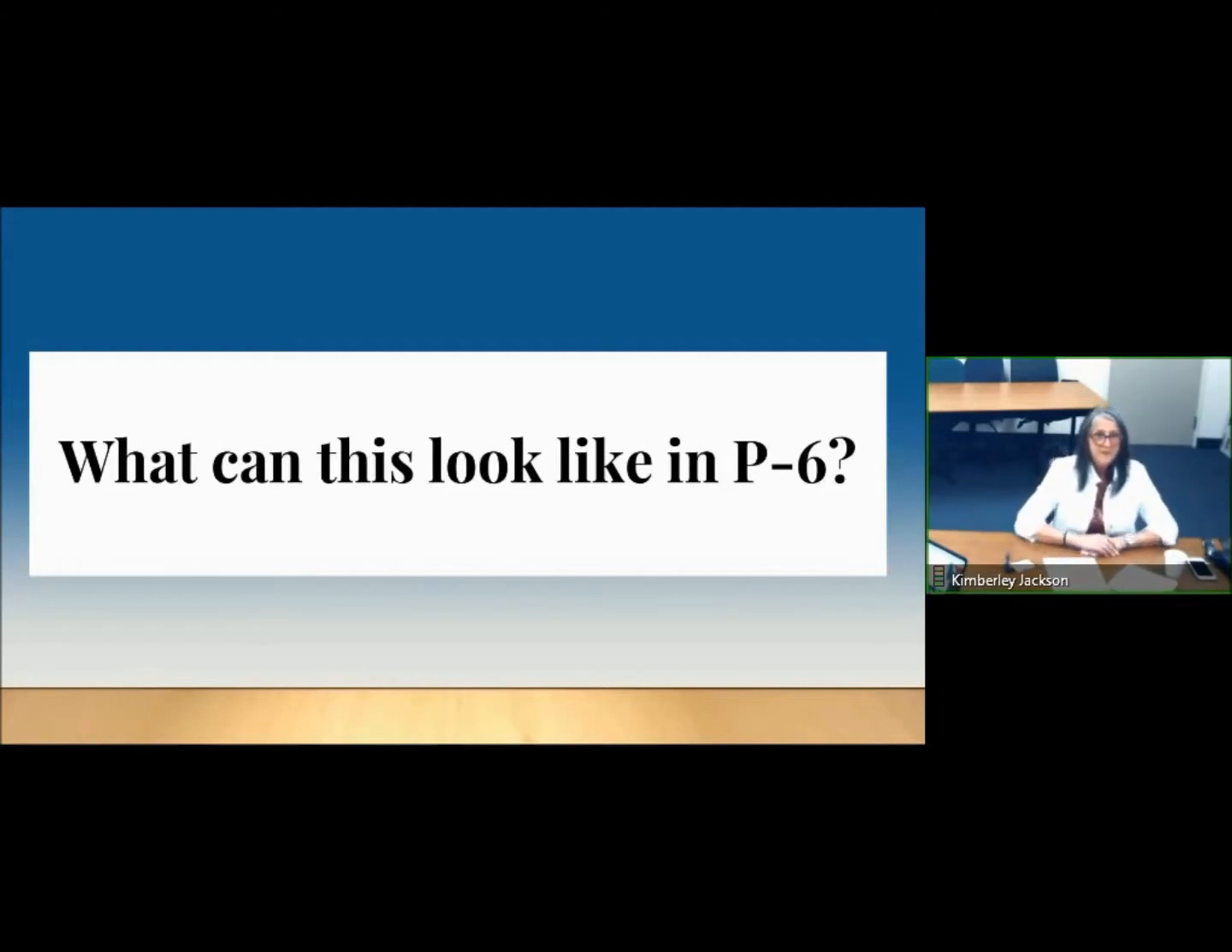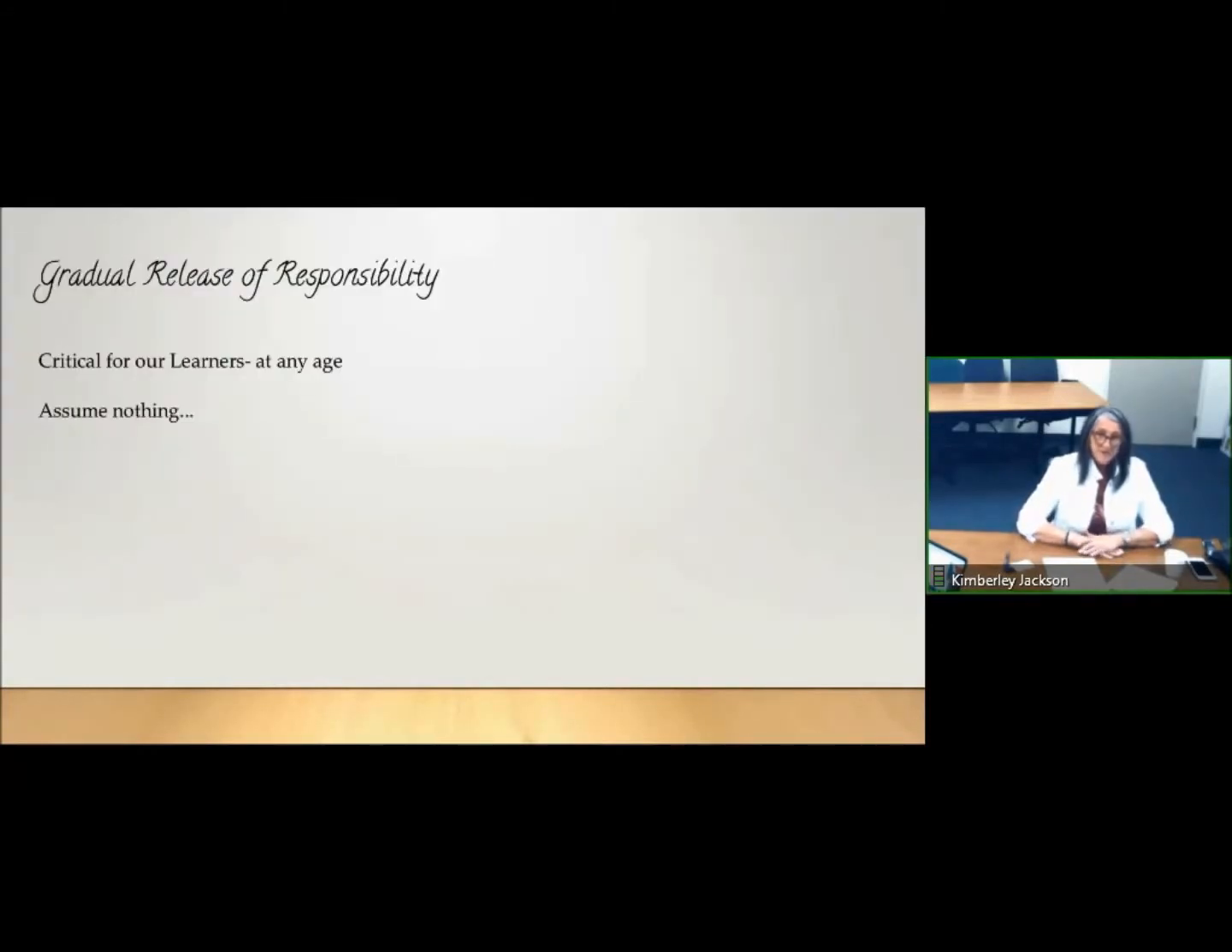So the next one. Gradual release of responsibility has been in every guide since 1995 or 1996. And it is critical for our learners at any age. And what I've learned is assume nothing. And the most important piece is the first part, which is about modeling. Modeling expectations, modeling how we do things, modeling for those students so that they build that understanding.